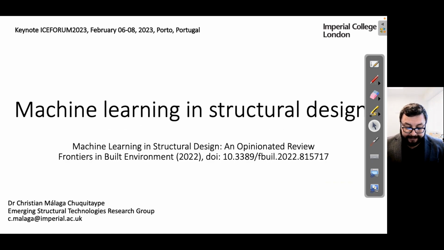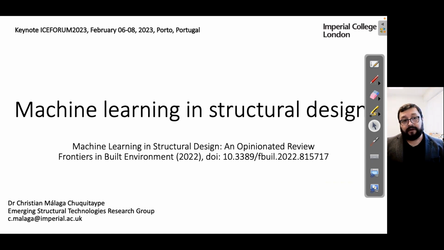So the bulk of the first part actually comes directly from this paper that I wrote for the Frontiers in Built Environments journal at the invitation of Professor Takewaki over a year ago. And when Professor Takewaki invited me to write this overview paper, I actually felt the convergence of two trends.